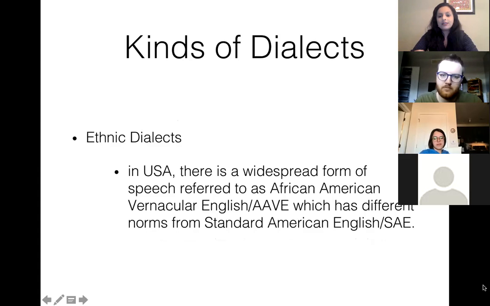The other kind of dialect is ethnic dialect, which is something that you're more familiar with, like the African-American vernacular English, for example. It's an ethnic dialect and not a social dialect, because you can't really isolate different geographical locations within America where AAVE is spoken, but you can definitely identify a particular ethnic community or an ethnic group that actually speaks that dialect. Okay, so social dialects and ethnic dialects.